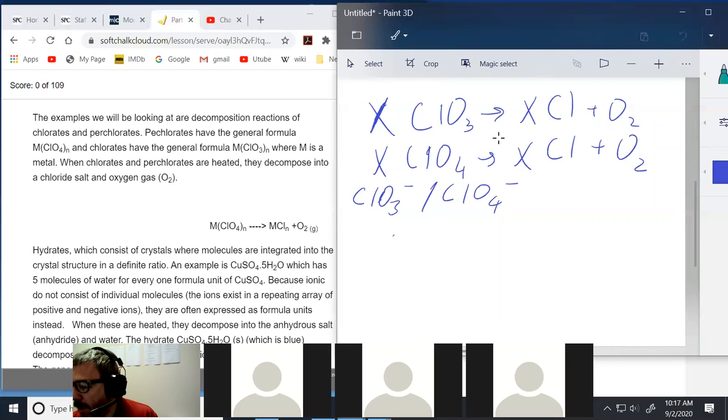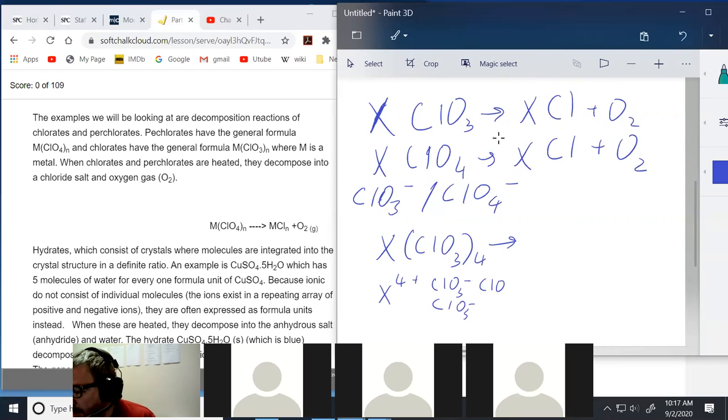Let's say we've got X(ClO3)4. We'll go with 4 here. And I want to figure out what the products are of that. Well, I know that if I drew a picture of this, it would be X4+ and then ClO3 minus, 4 times.